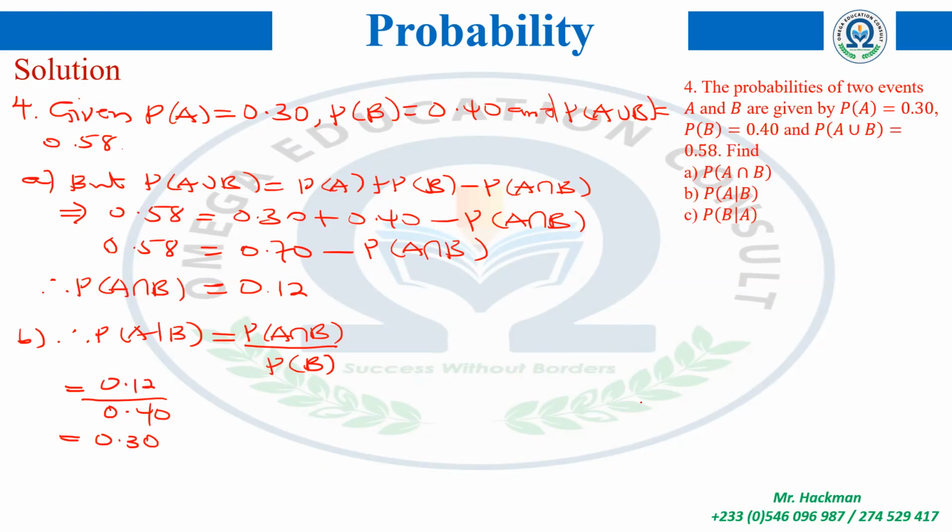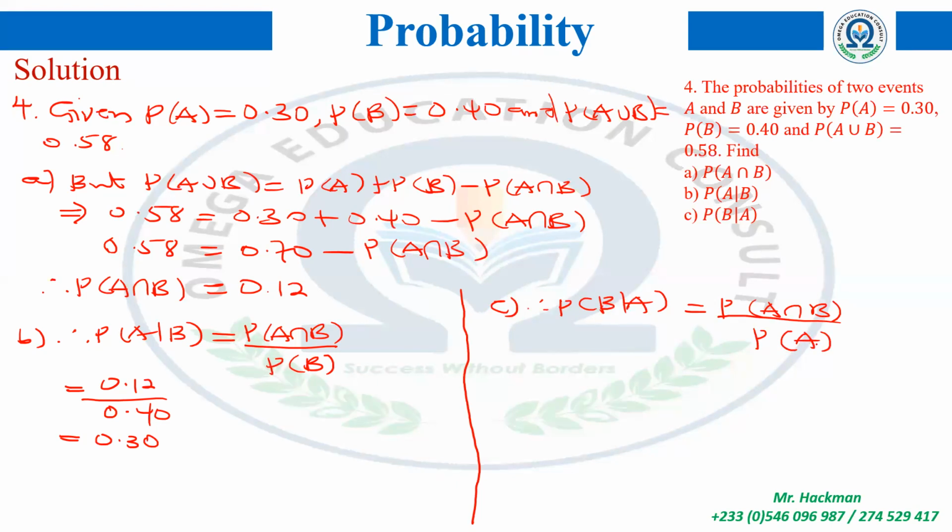Now, let's look at the last one, which is the C. Again, we can draw our conclusion. Therefore, P of B given A will be equal to P of B intersection A, which is the same as A intersection B, because intersection is commutative, all over P of the event that comes after the given, which is A.